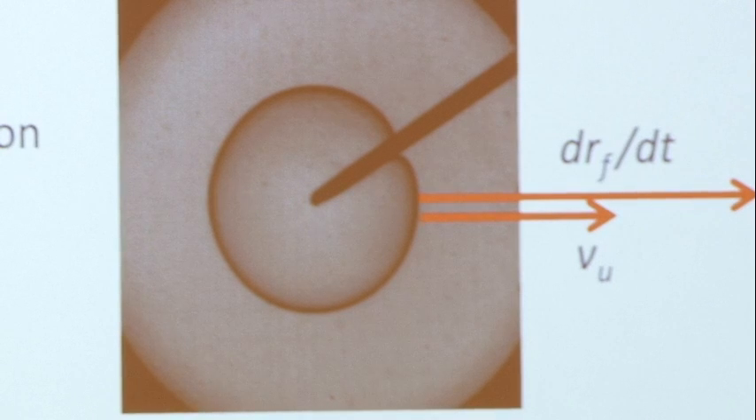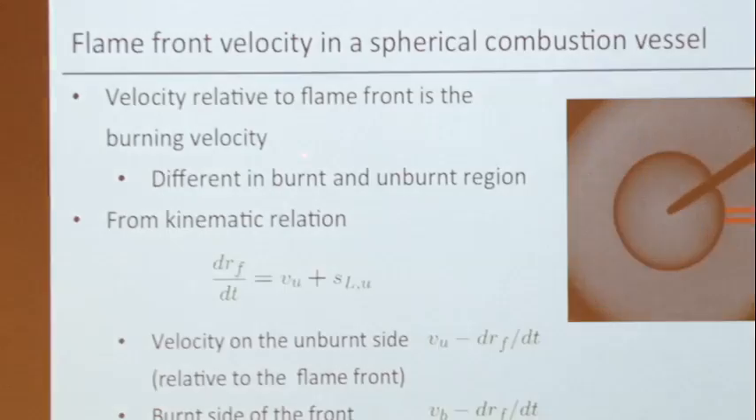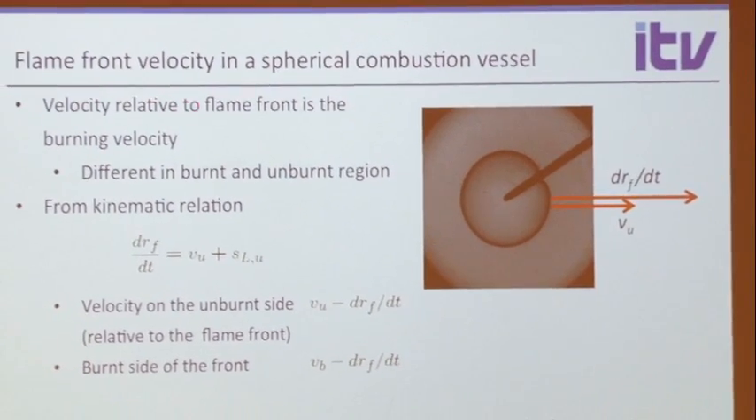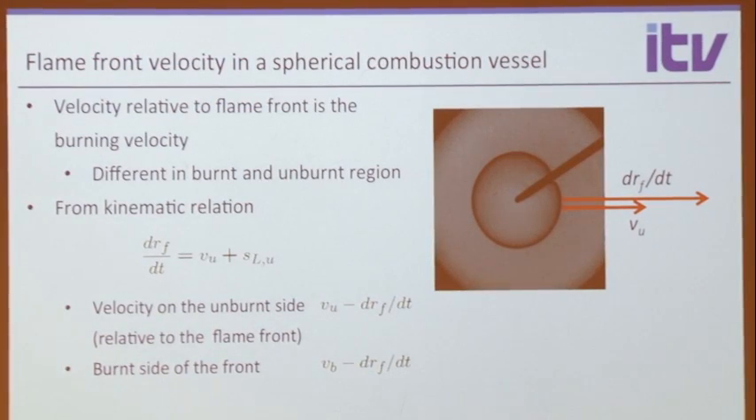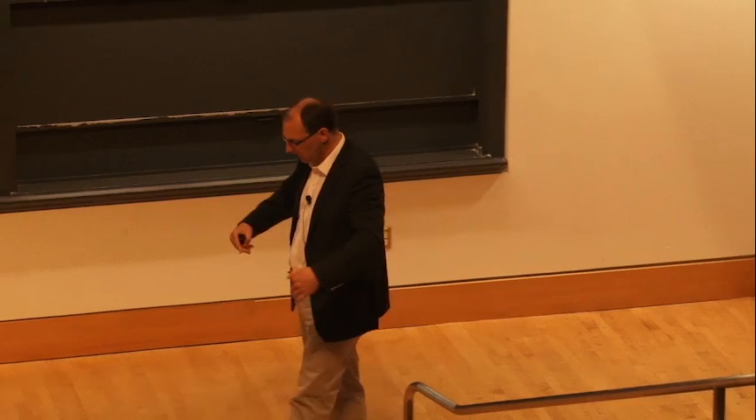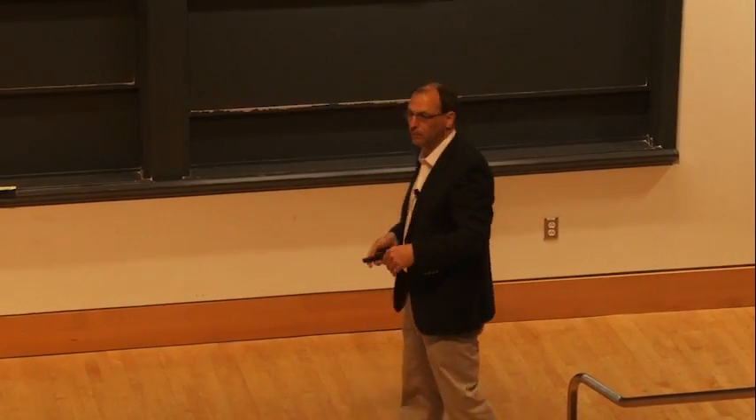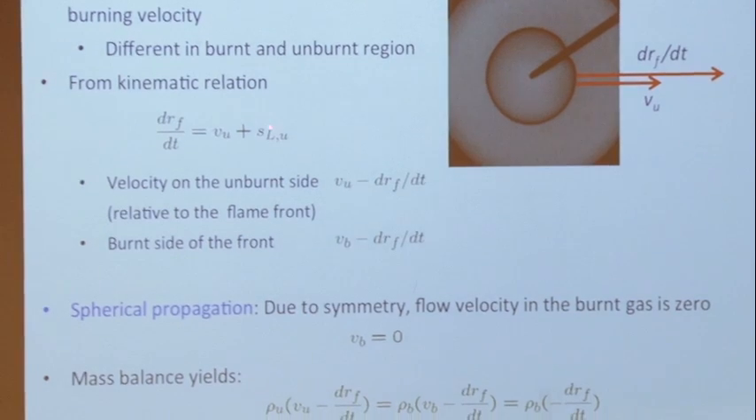Okay, so I just modified the slide here a little bit this morning, so the version you have is a little different, but I thought this is easier to understand. So the velocity relative to the flame front is the burning velocity. Okay, if I sit on the flame, I move with the flame, then the velocity just ahead of me is the same as the burning velocity. So that's how I burn through the unburned gases.